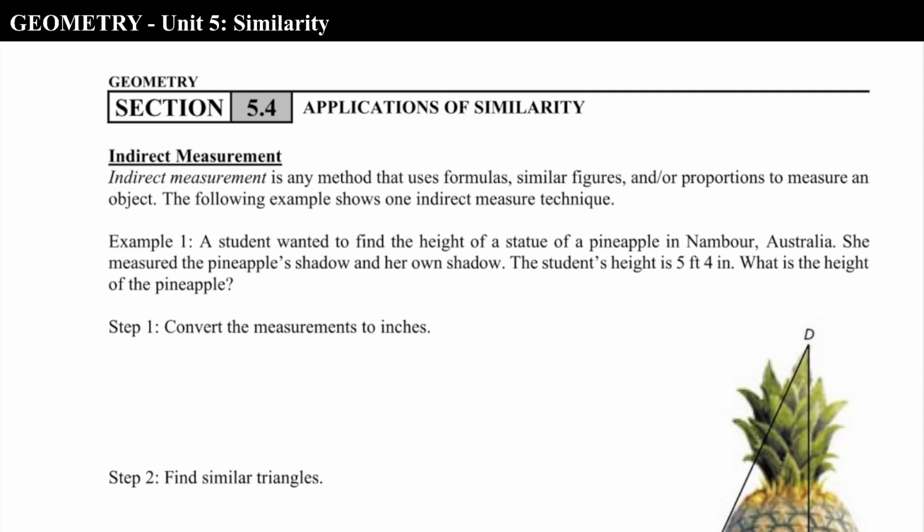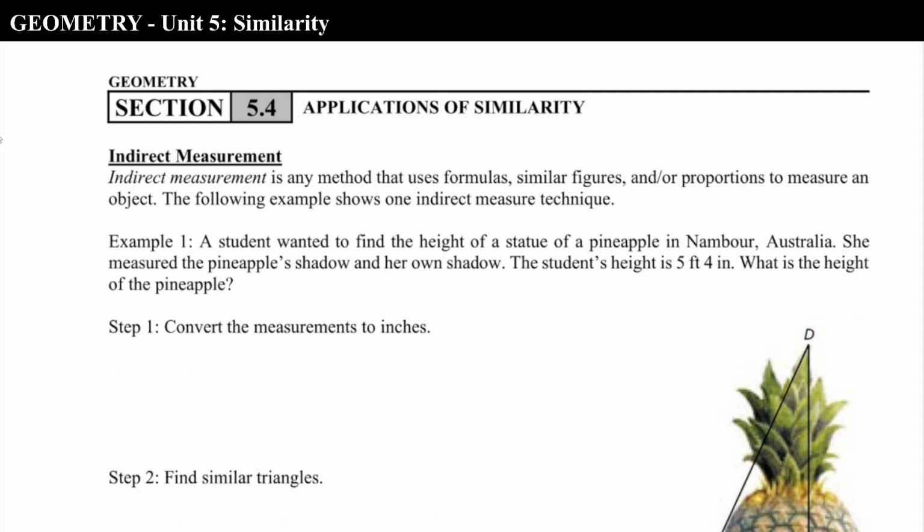Indirect measurement is any method that uses formulas, similar figures, and/or proportions to measure an object. In a lot of cases, we have an object that is just too big to feasibly measure using a tape measure. It's just not practical. But there are other techniques that we can use to do that.